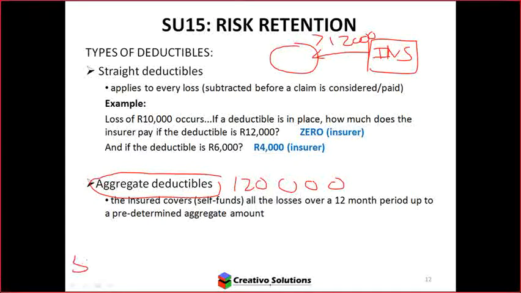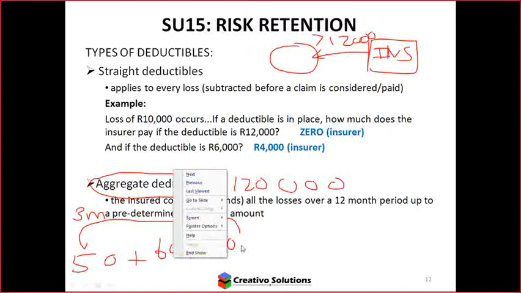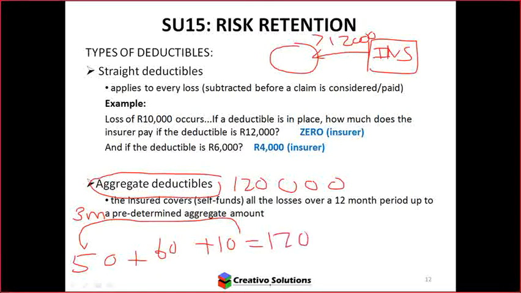Let's say there's damages of 50. Then there's damages of 60. And then there's damages of 10, in the first 3 months of the business. Would the business have used up its deductible? Yes, they would have. If I add all of this up, I'm going to get 120,000. Have we used up our deductible? Yes. Okay, now what happens if the business continues to make losses in the next month?